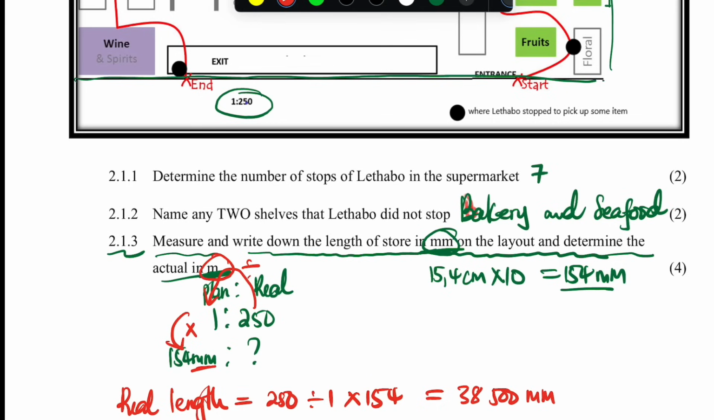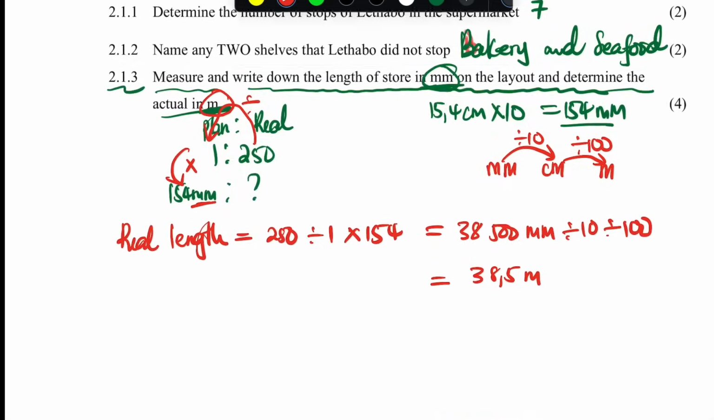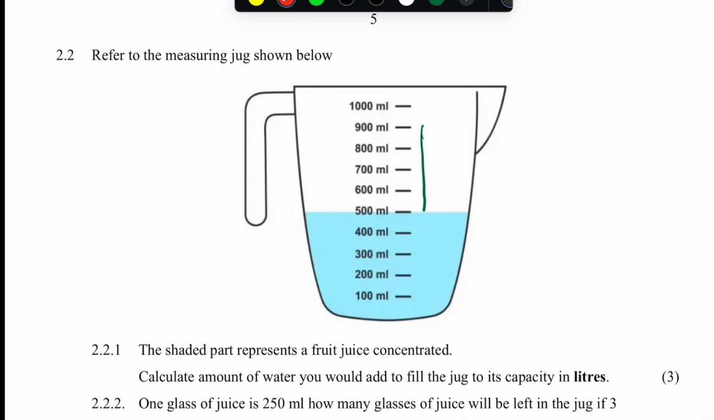But the answer, we were told it must be in meters. We know from millimeters to centimeter to meters. So we divide by 10, we divide by 100. So we're gonna divide by 10 and we divide by 100. So the answer there is gonna be 38.5 what? Meters. I hope that makes sense, guys. Let's move to the next question.